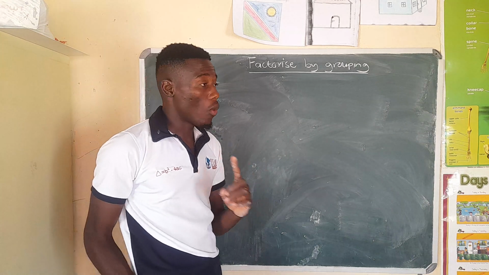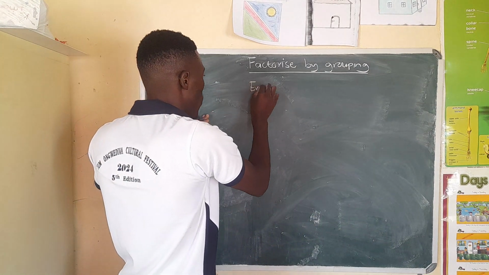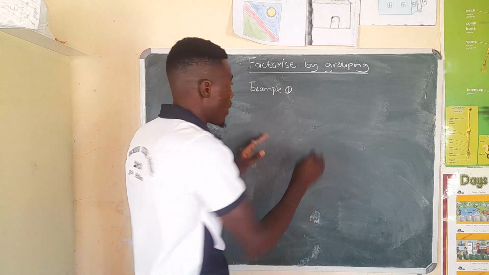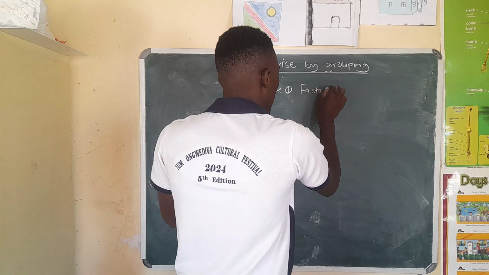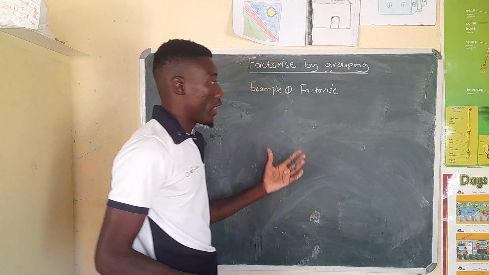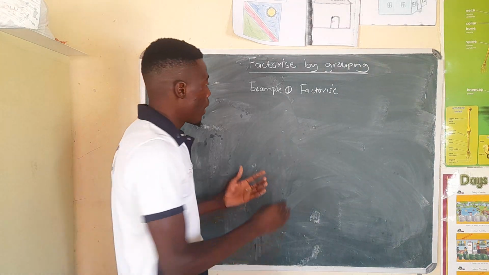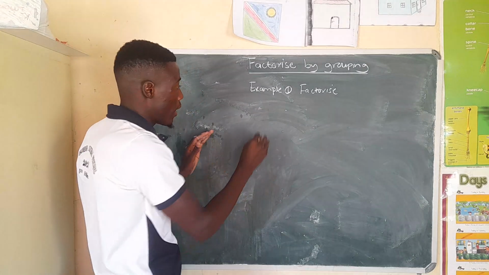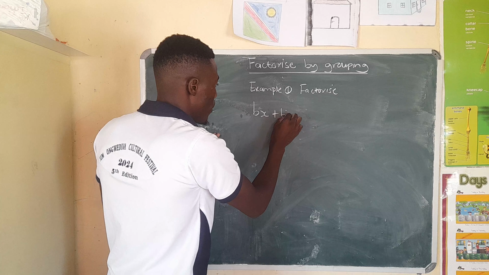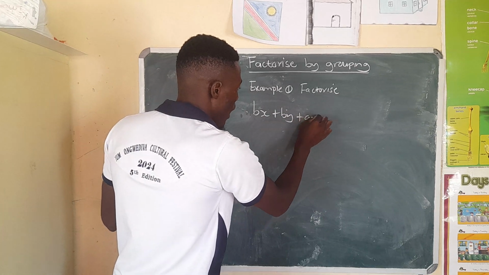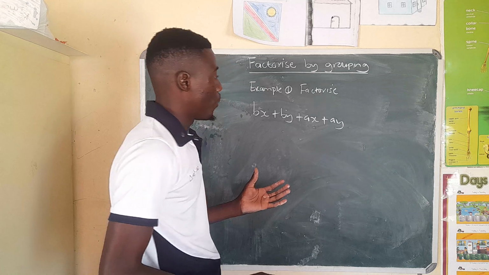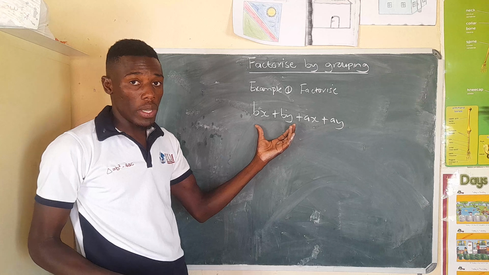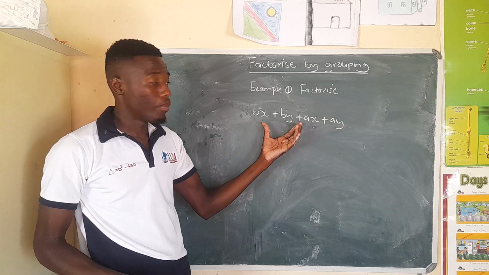Okay, just follow me. You can be given example number 1, whereby you have to factorize the following expression. Okay, then we can have bx plus by. Let me write it nicely. bx plus by plus ax plus ay. So you are asked to factorize this expression by grouping.